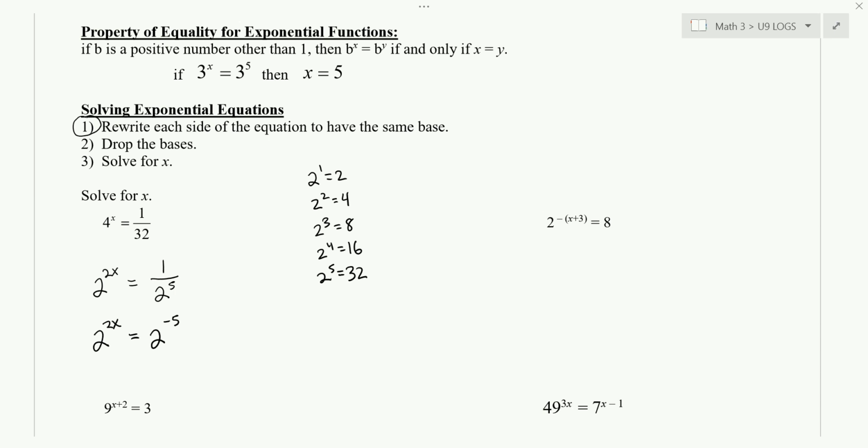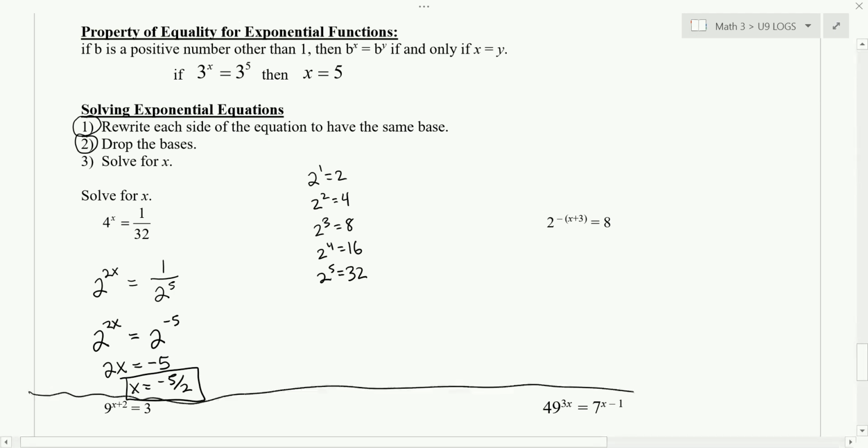Drop the base, right? All right. We did step 2. Okay. What's step 3? Find x. So x is negative 5 over 3, or 5 over 2. Hopefully the teacher below me doesn't get upset here. All right. So that's what this is like, okay?